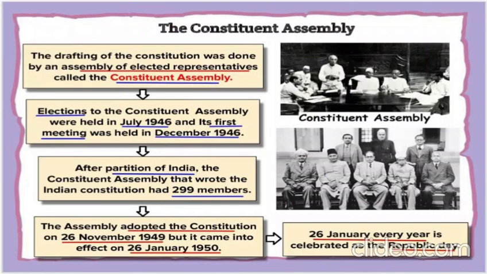Okay, so the Constituent Assembly had 299 members. And elections to the Constituent Assembly, to decide who will all be there in it, were held in July 1946, and the first meeting for making the constitution was held in December the same year.